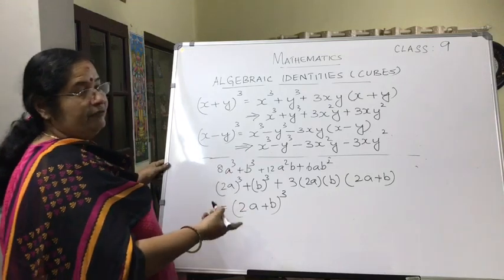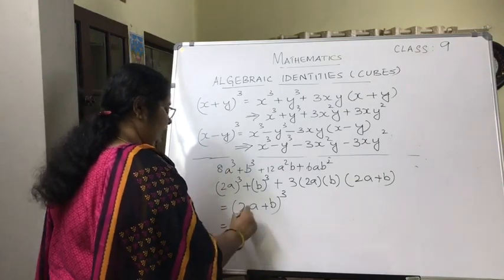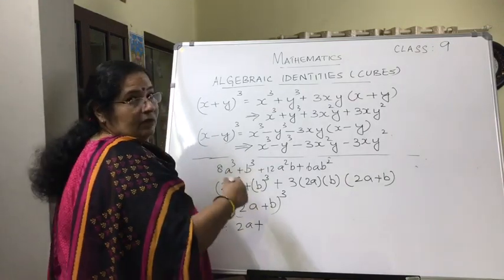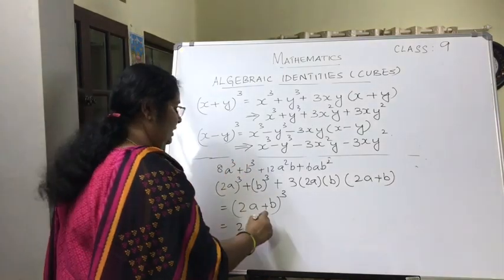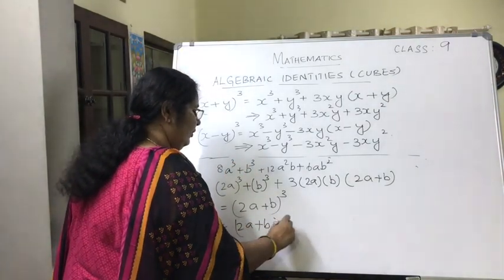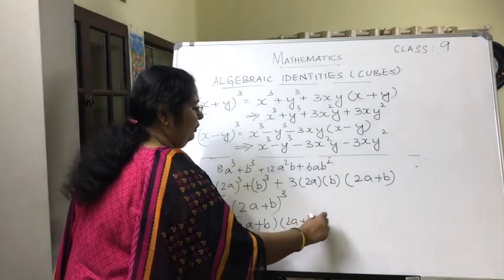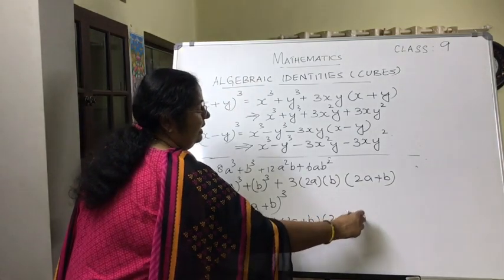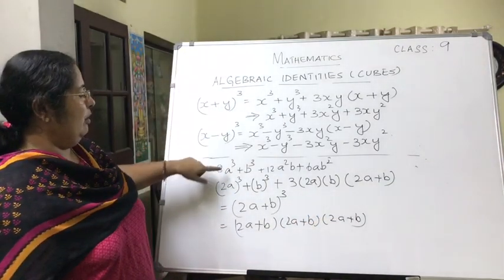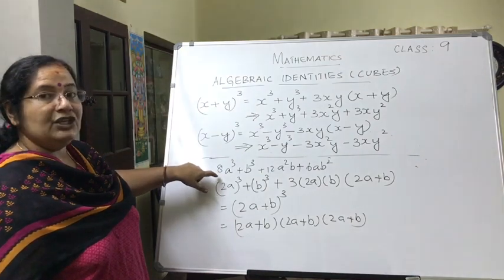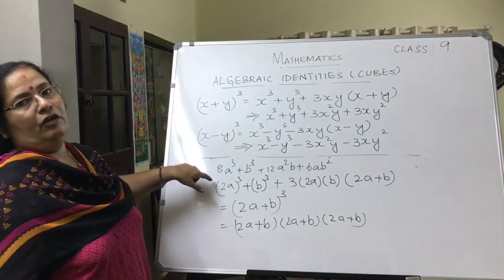Is this a factorized form? No. Again, you will have to write it as cube means what? Multiplying the same number 3 times. So, 2a plus b into 2a plus b into 2a plus b. This is the factorized form, or factorization, of this given polynomial.